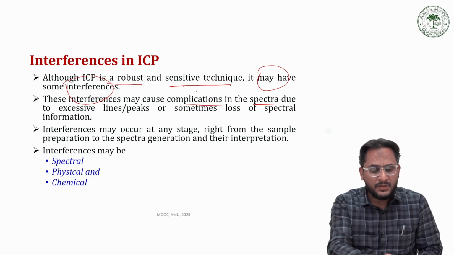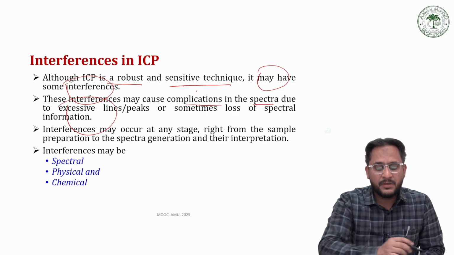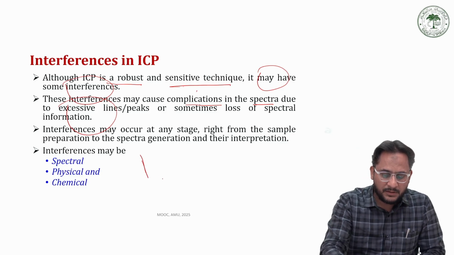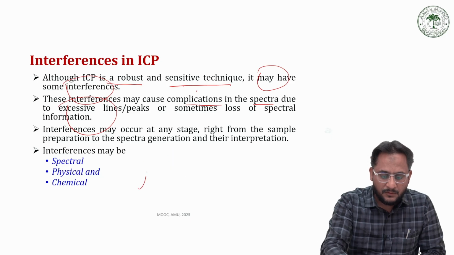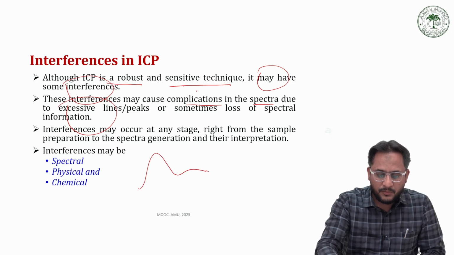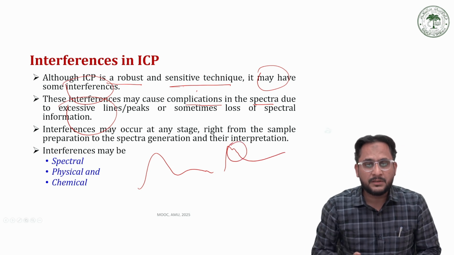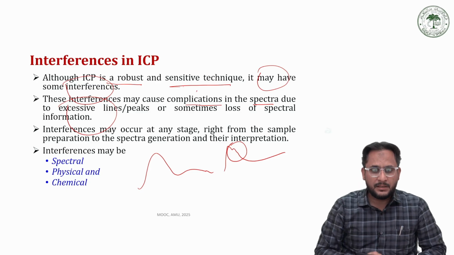These interferences may cause complications in the spectra, sometimes due to excessive peaks, sometimes due to peaks that are very close to each other. For example, these two peaks, and sometimes we have a shoulder peak. These types of peaks are known as shoulder peaks. So they create some complications in the study.